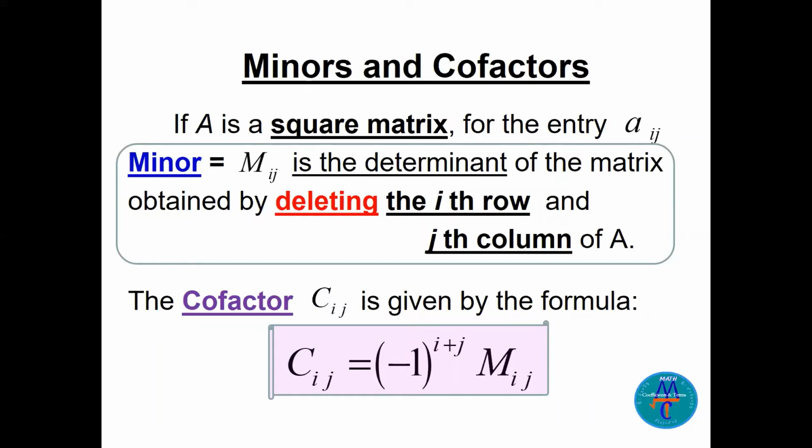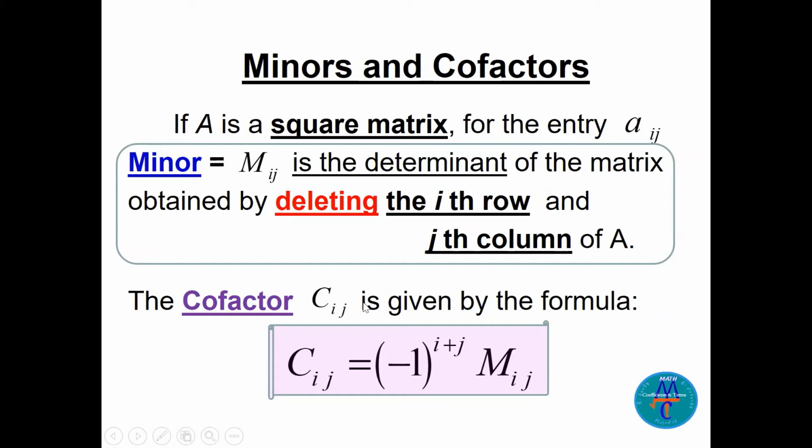Now, if A is a square matrix for the entry Aij, see, if we have A is a square matrix, it can be 3 by 3, 2 by 2, 5 by 5, 6 by 6, whatever. And we have entries. The entries are the elements inside. Let's take Aij in some row and column. So the minor, capital Mij, is the determinant of the matrix obtained by deleting the ith row and the jth column of A. I will explain that in an example.